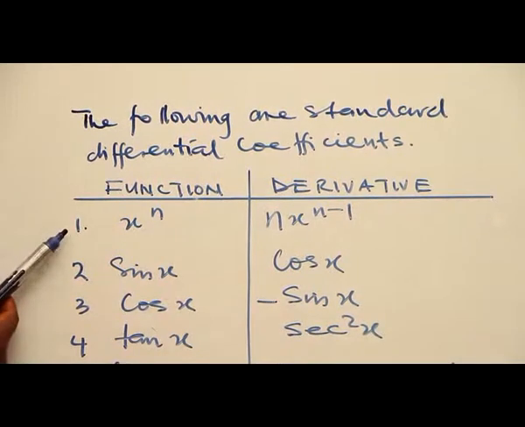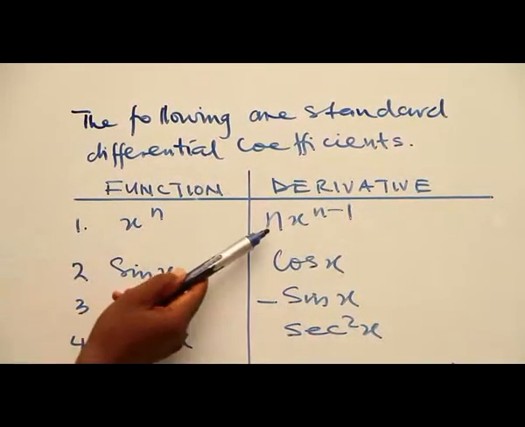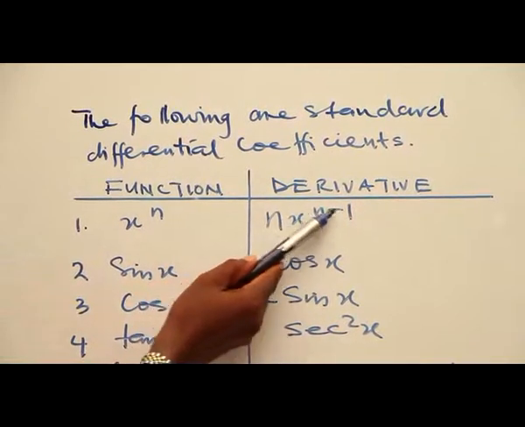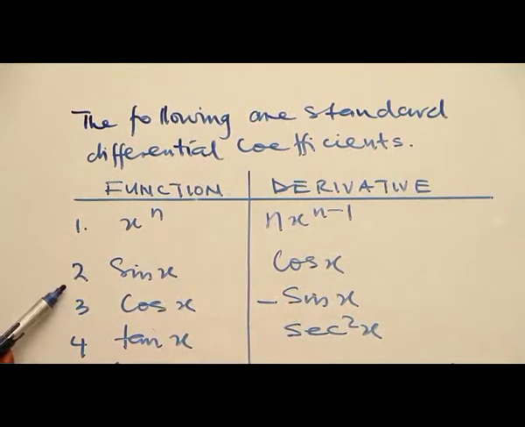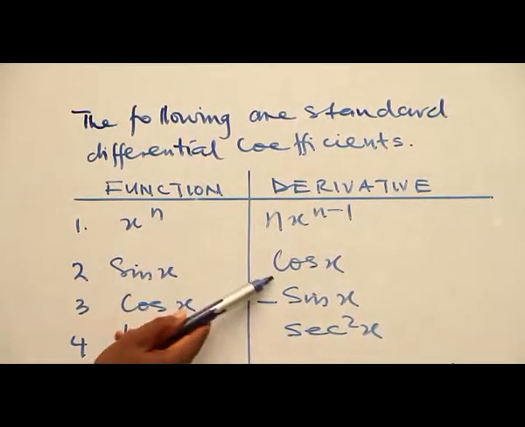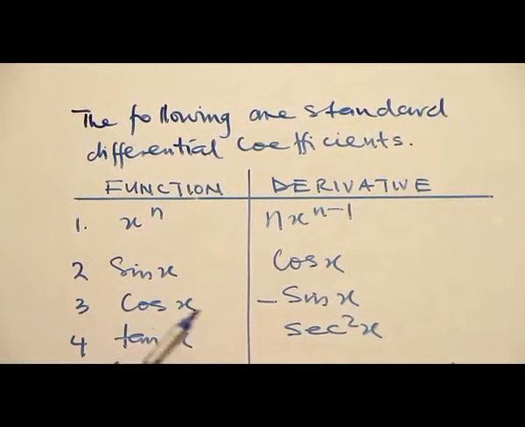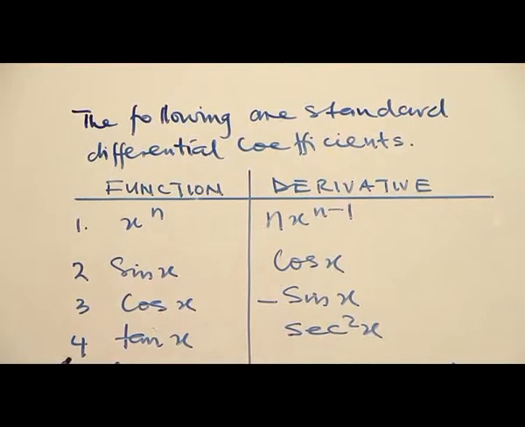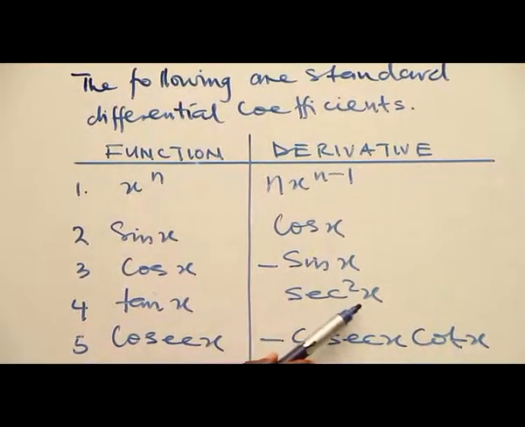Number 1, s raised to power n, the derivative is n times s raised to power n minus 1. Number 2, the derivative of sin s is cos s. Number 3, the derivative of cos s is minus sin s. Number 4, the derivative of tan s is sec squared s.